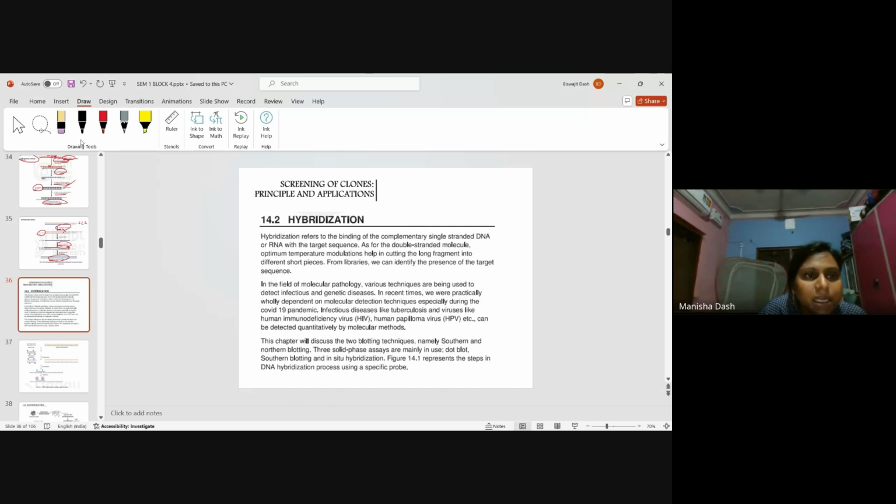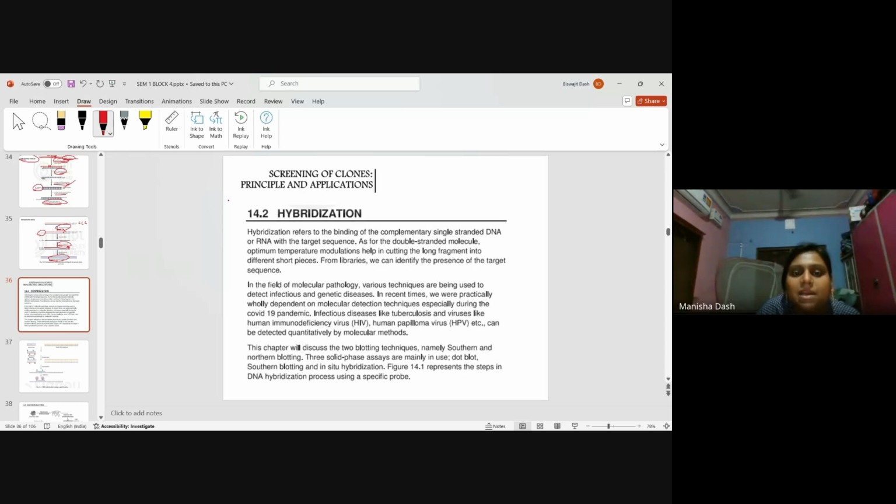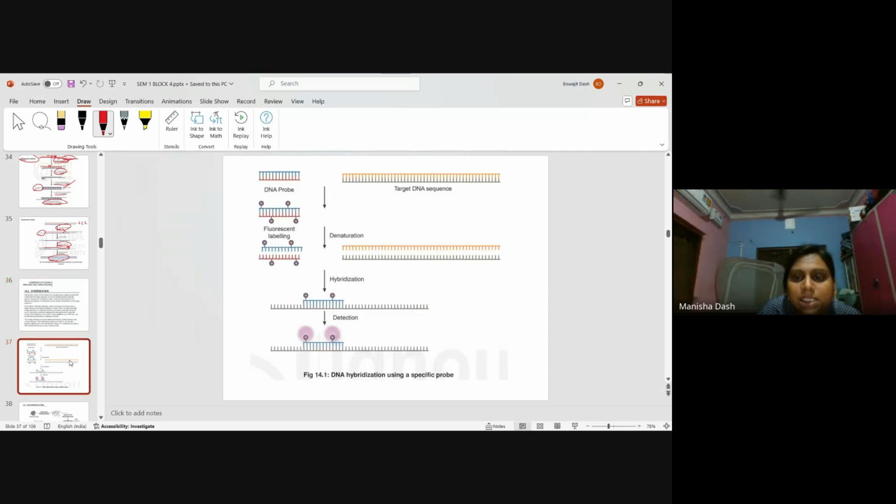Then comes the screening of the clones, or exactly how you will identify which bacterial colony has taken up your gene of interest or not. So there are various ways by which you can identify or screen them.